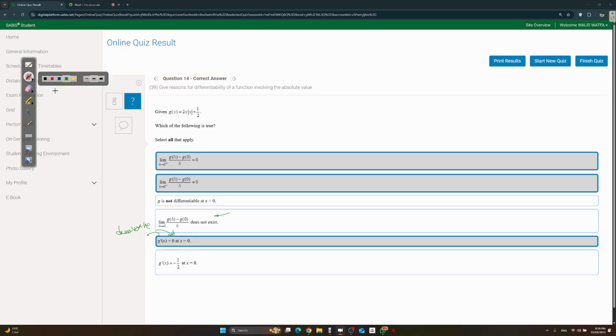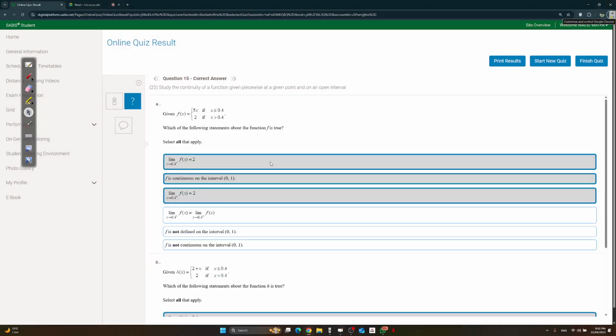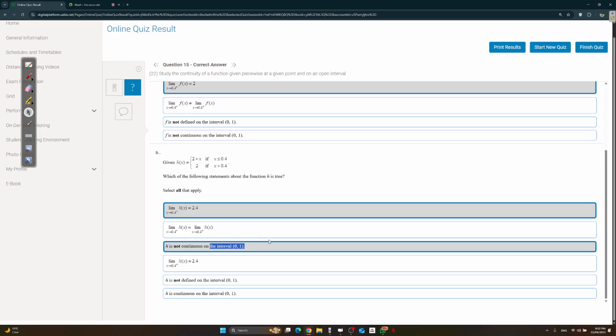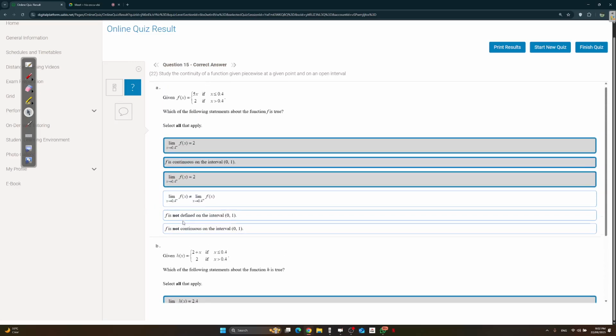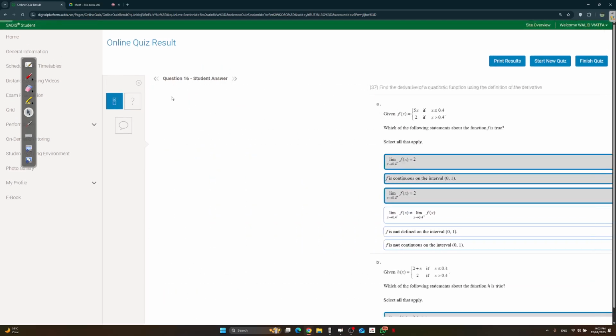Okay. Last one, g prime of x is equal to negative half at x equals 0. No, we agreed at x equals 0 the g prime is 0. For this one again I'm going to skip because it's just continuity. It's very easy. This is all old stuff. Everything continuity is old. No need to do it.